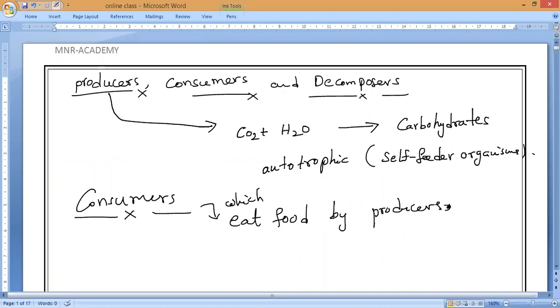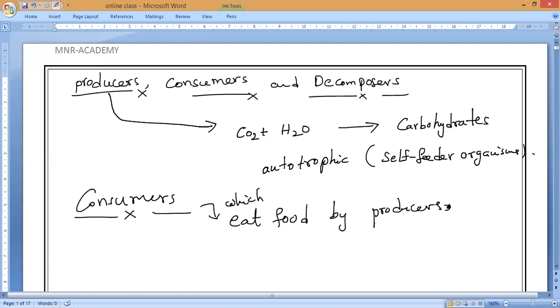Whatever the consumers, they always depend on producers for food, directly or indirectly. We all know that all animals are consumers, including human beings, and even microscopic animals living in water, like protozoa, amoeba, paramecium. These all are consumers only, because they cannot synthesize their own food. They always depend directly or indirectly on the producers or green plants to seek food. That is why they are all called consumers.